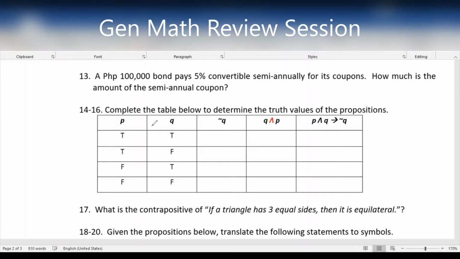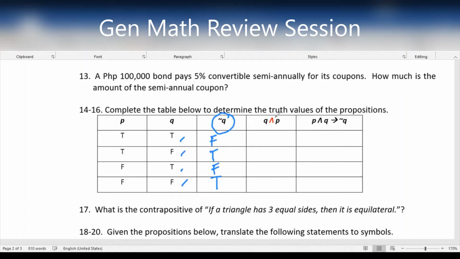So always given the P and Q, right? So true, true. Now let's have this first. Not Q: simply look at the Q column and get the opposite. So just negate P. True here will become false. False will become true. True will become false. And false will become true.